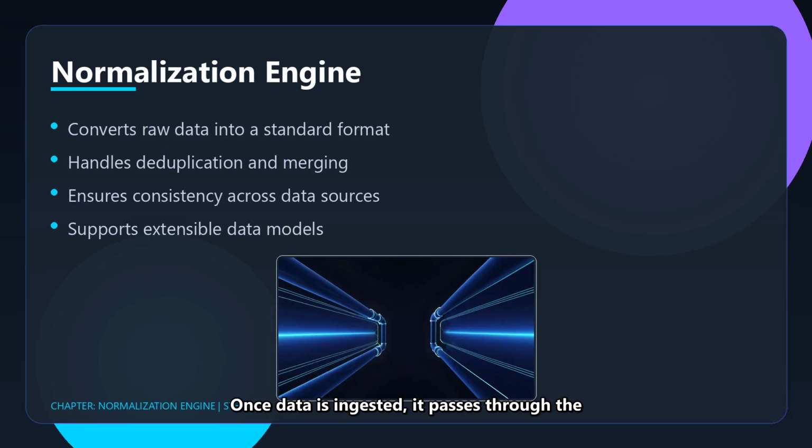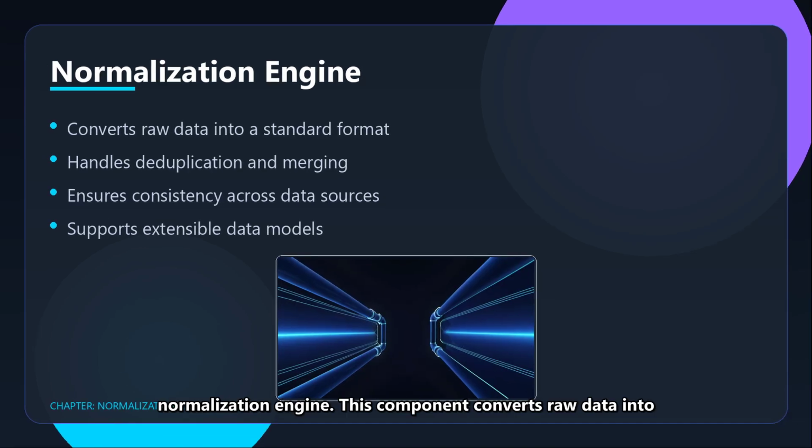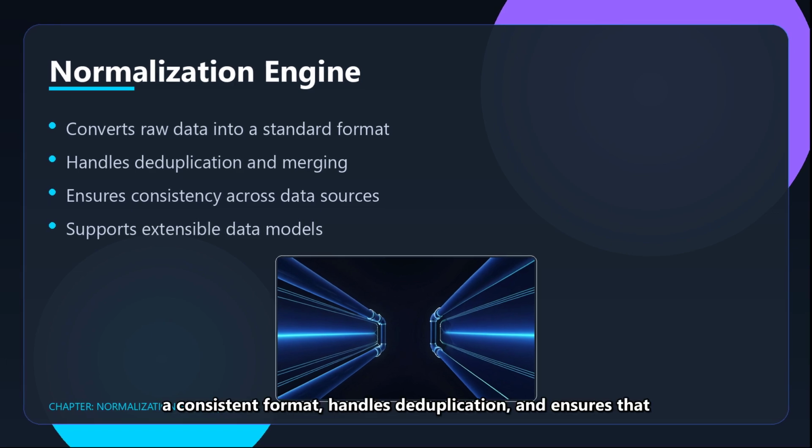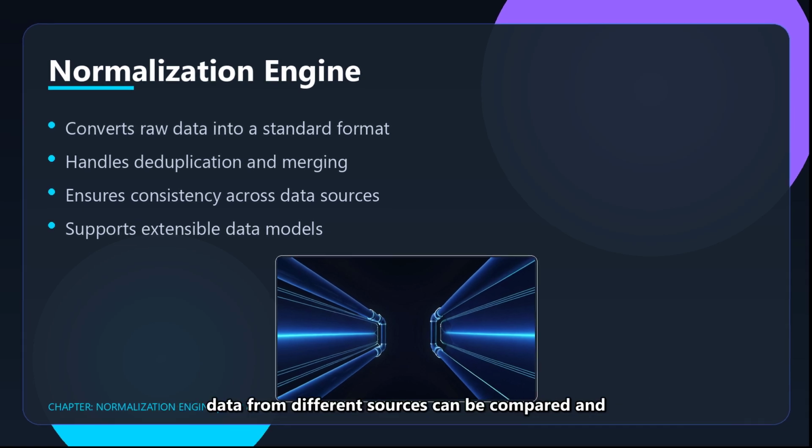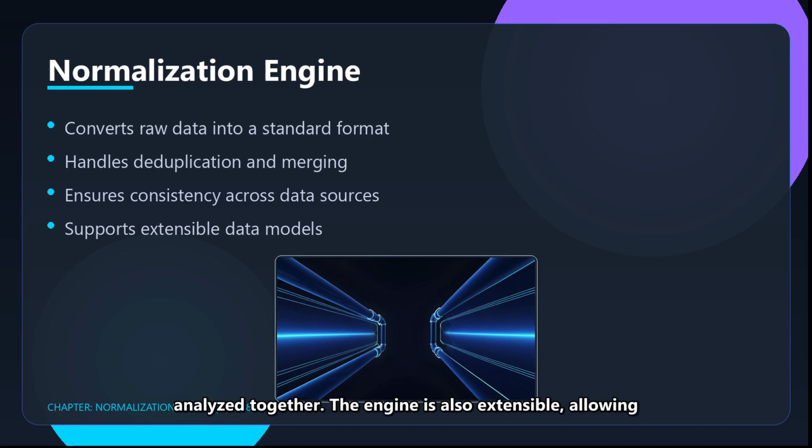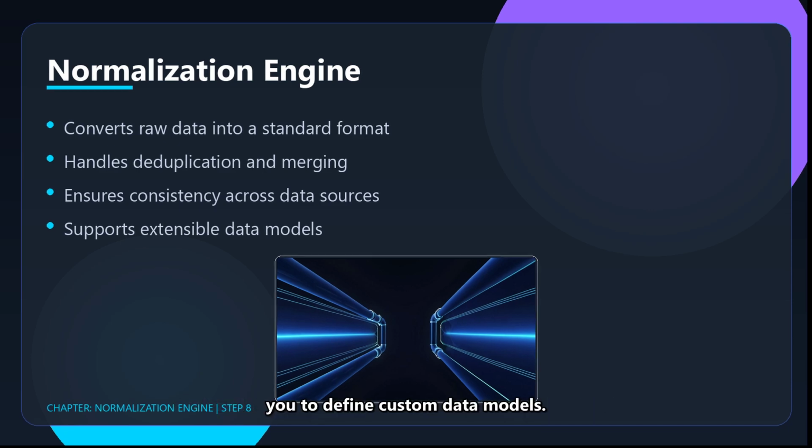Once data is ingested, it passes through the Normalization Engine. This component converts raw data into a consistent format, handles deduplication, and ensures that data from different sources can be compared and analyzed together. The engine is also extensible, allowing you to define custom data models.